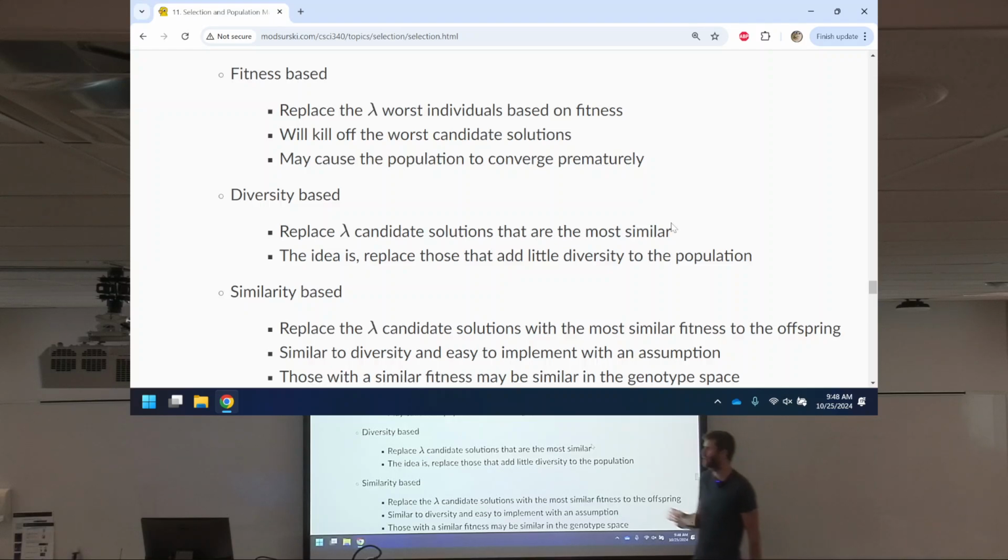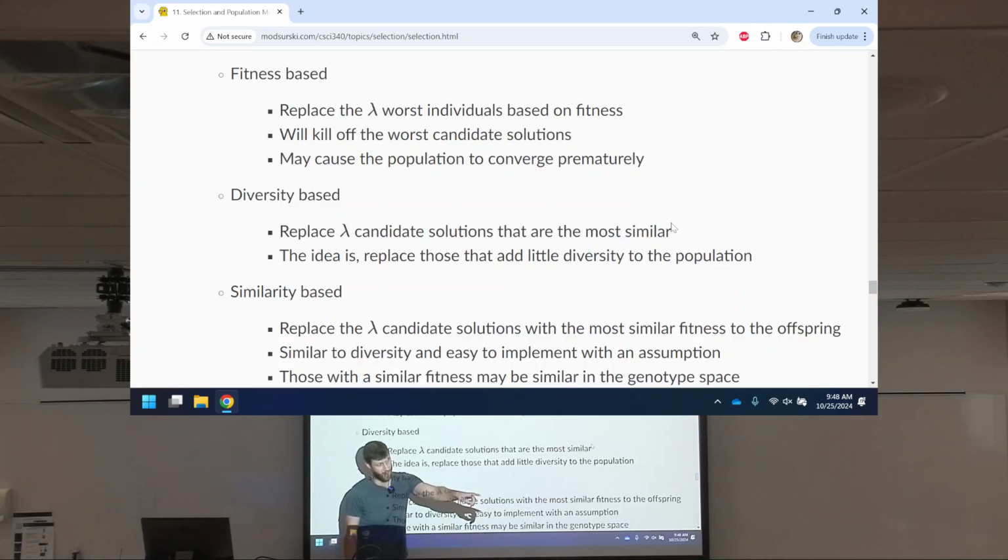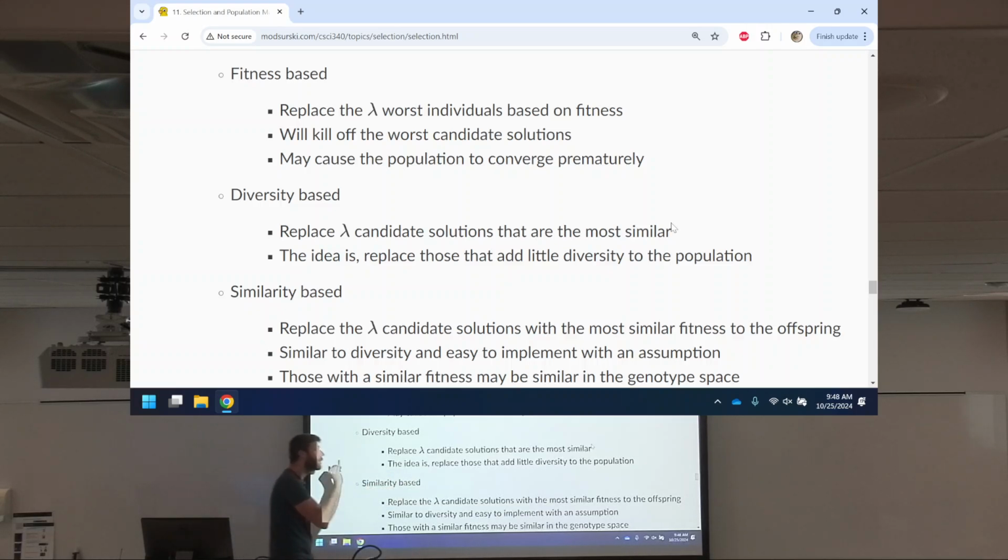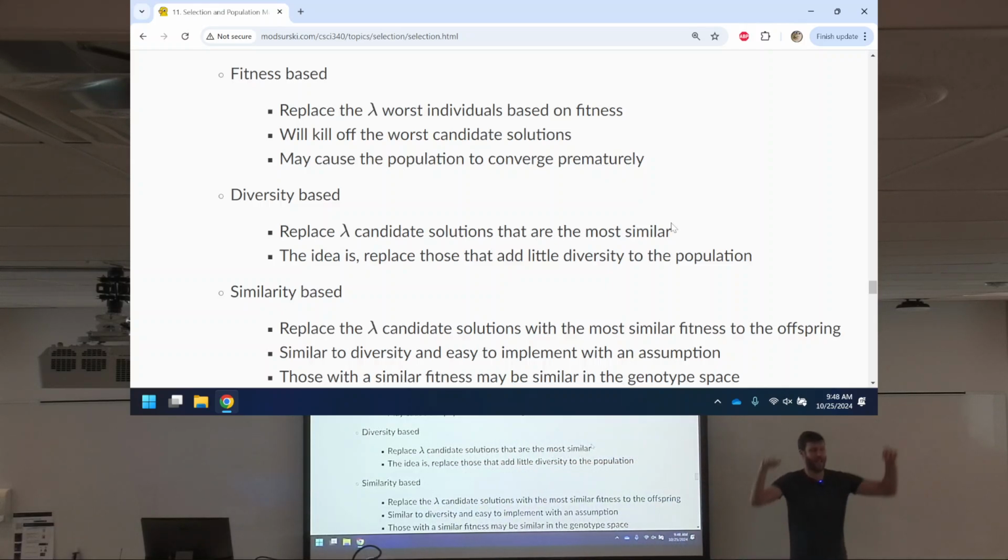Anyone want to take a wild guess what the big problem with this one is? It might. That's not what I was thinking, but that could be the case. Because it is possible to have things with the same fitness values that are very different from one another. It can be used as a proxy, but yes.